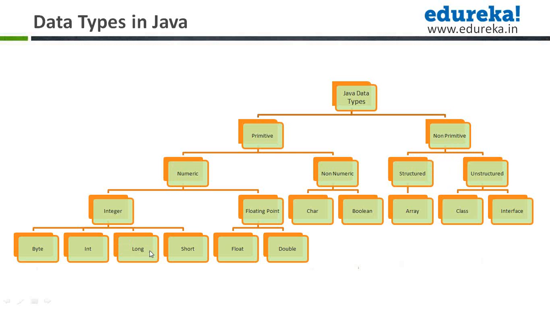These are the data types that are available: byte, int, long, short, float, double. These are all primitive data types. Character and boolean as well, and array, class, and interface. These were the object-oriented data types, in which you create an object using the new keyword.